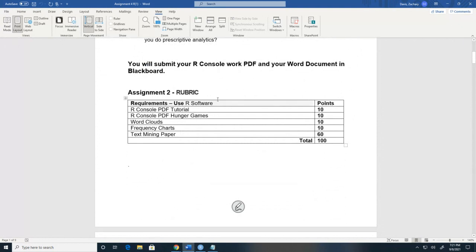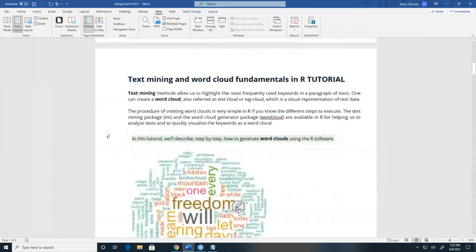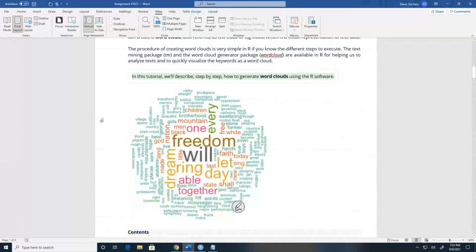So you'll submit your PDF and your Word document with your word clouds, frequency charts, and one-page paper. You can see that the paper is worth significantly more than the printouts. So you're going to recreate this word cloud. It's a nice, easy way to get into R because you get a visualization out of it. A lot of your future work is going to be all analysis, so that's a good way to have something shown at the end of your work.